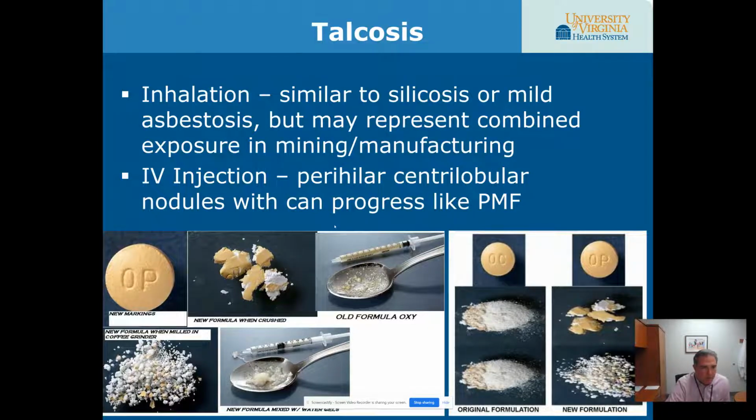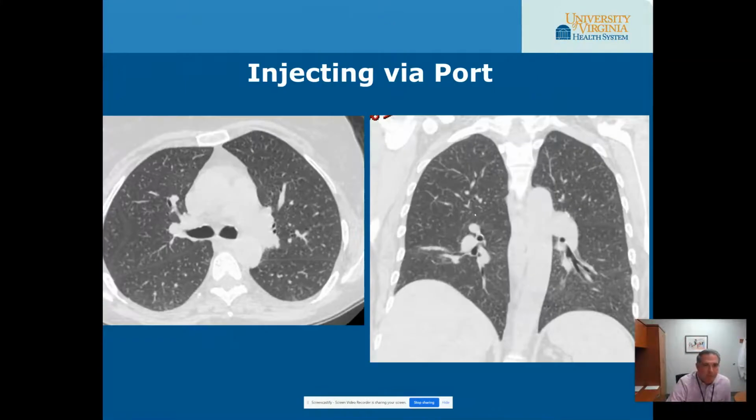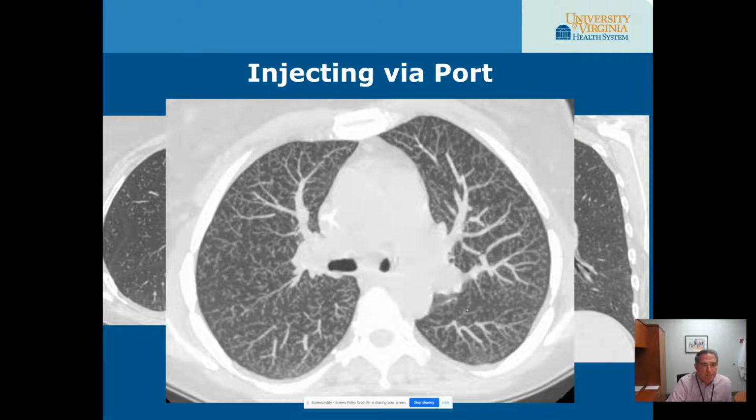But I'm sure there are some pills that you can still crush up and inject. Just an aside, this was actually a real case of a patient who was injecting their pills through their Mediport. So you can see those centrilobular nodules, diffuse. Amazing.